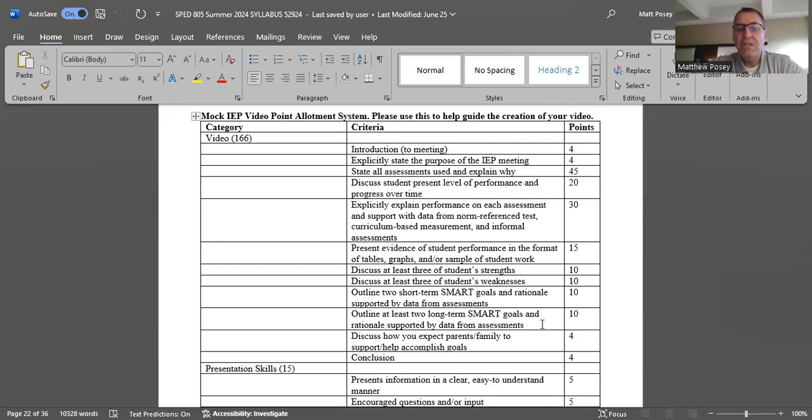One thing that students have done is they will create their mock IEP video using Zoom and do a screen share, much like I'm doing now. And they have gone through and created a slide deck using this same guideline that I'm going to go over with you, to help them stay on track and share the information they need to.